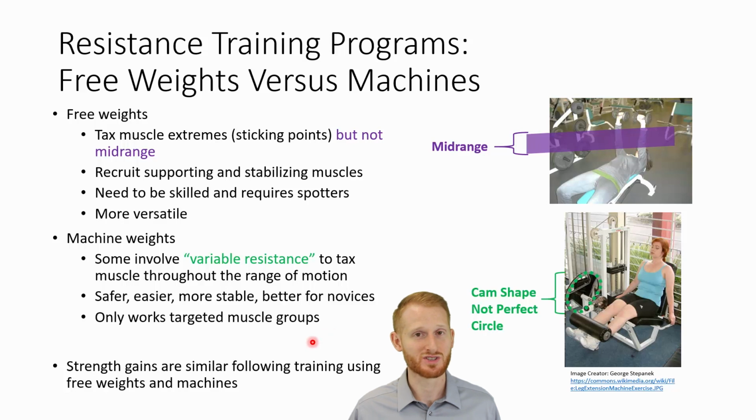The downside of machine weights is that because the machine does a lot of the stabilization for you, you're not using the supporting and stabilizing muscles quite as much, so you're only really working the target muscles. Again, sometimes that's what you want to do, but most of the time you want to be working all those stabilizing and supporting muscles too, so you can get a more well-rounded physique and well-rounded fitness level.